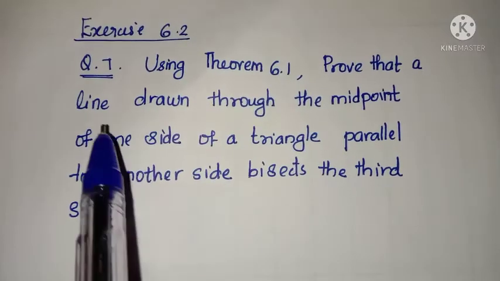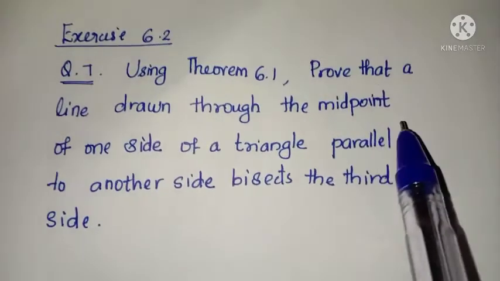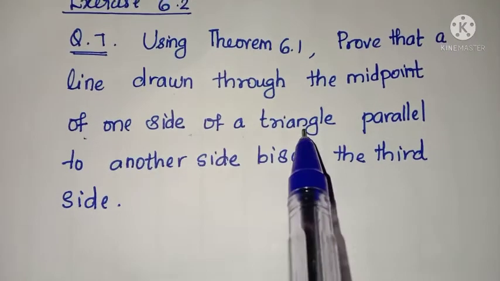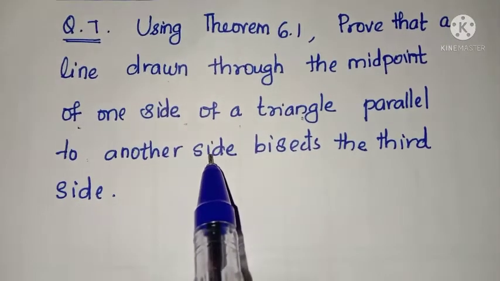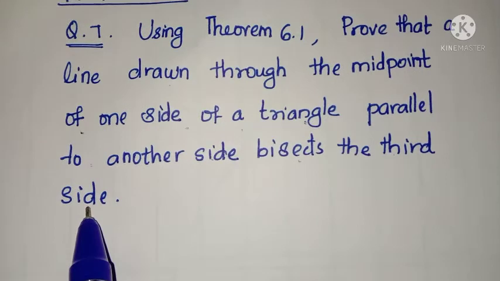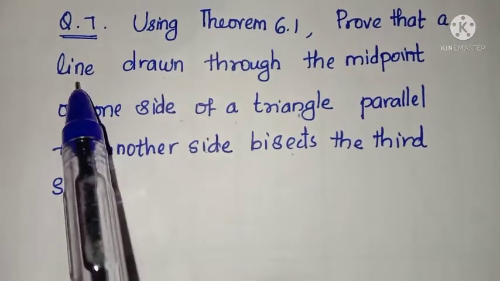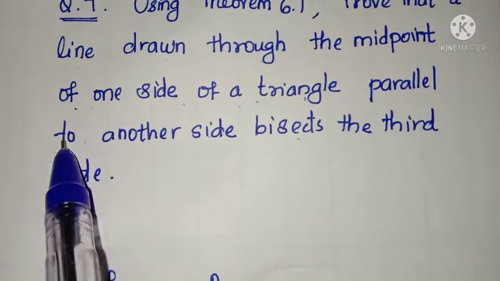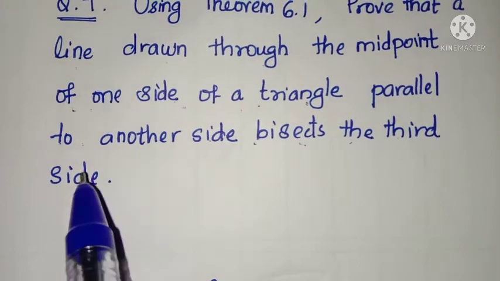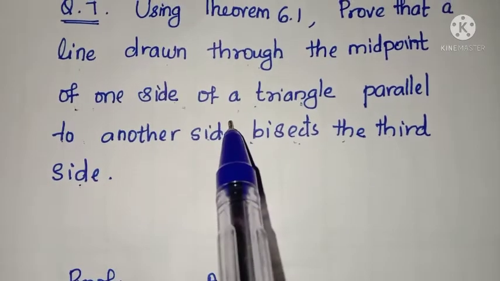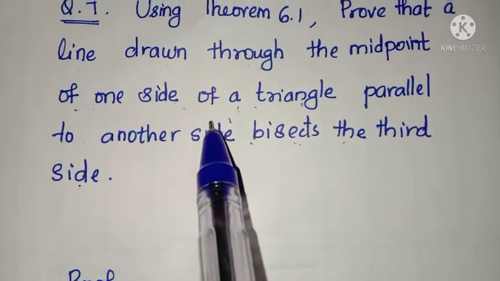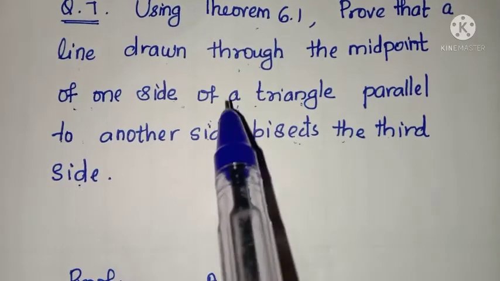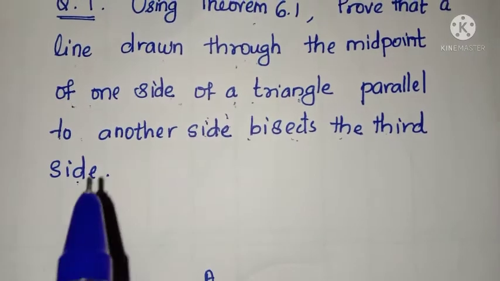Next question, question number 7. Using theorem 6.1, prove that a line drawn through the midpoint of one side of a triangle parallel to another side bisects the third side. Look at the theorem. Do you remember this statement? See, in class 9 we studied the midpoint theorem as well as its converse. So actually the statement is the converse of the midpoint theorem.